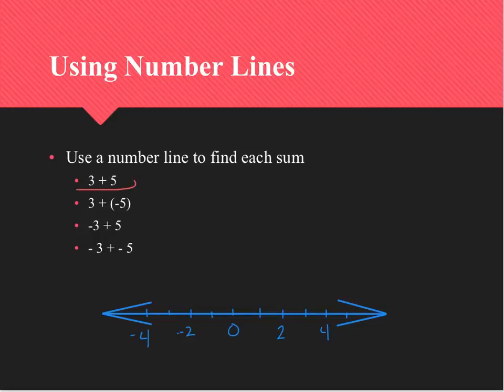Let's work on the first one. The first one says 3 plus 5. So starting at 0, we first move to 3. This is our 3. Now we're going to add 5 to that. My number line is not quite long enough, so we're going to go 1, 2, 3, 4, 5. And of course the answer is 8.